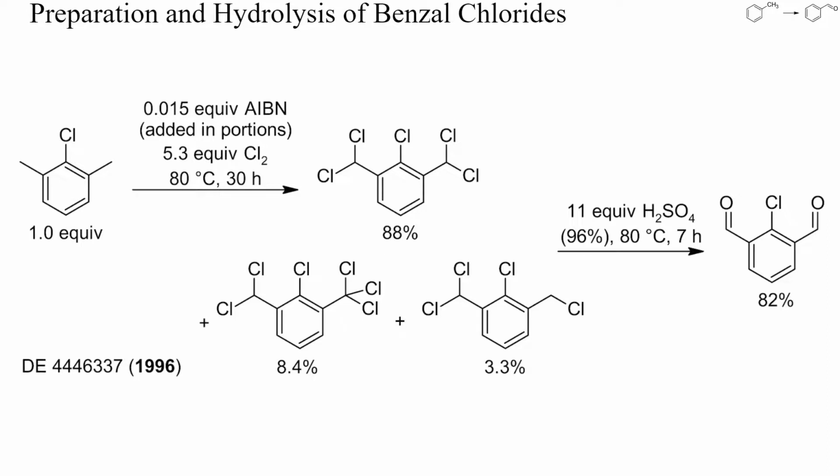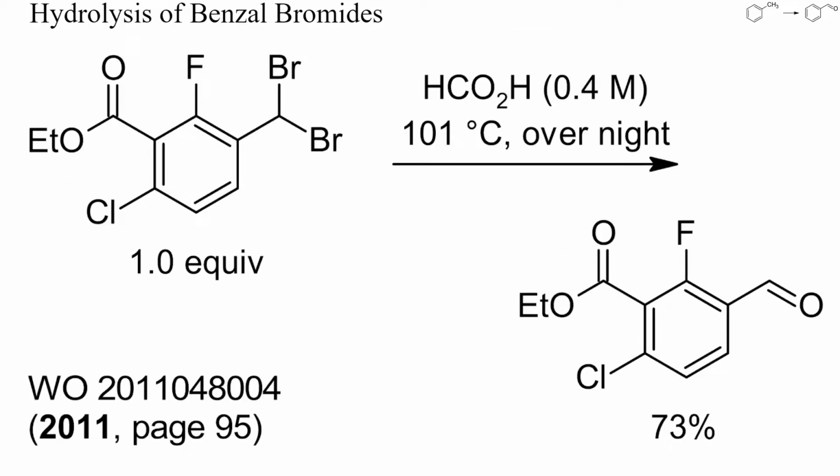This is how well-optimized procedures should look. No solvents, no expensive or dangerous catalysts or reagents, unproblematic waste streams, and a good yield of the final product. In this example, the hydrolysis conditions were a bit milder than in the previous example, to prevent saponification of the ester and halogen exchange reactions. Refluxing in formic acid gave the required benzaldehyde in 73% yield.